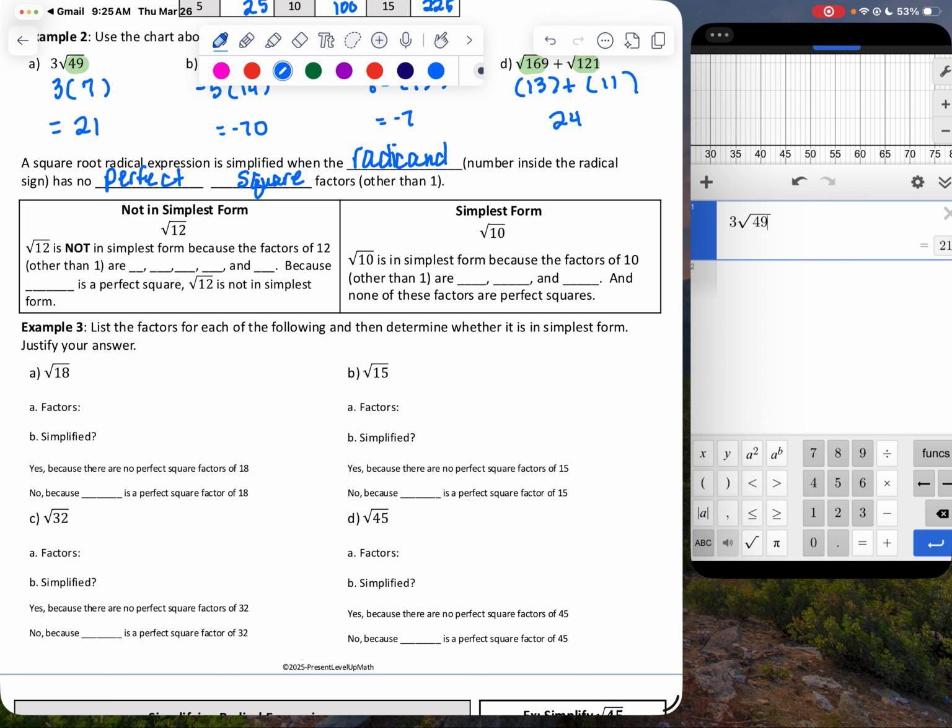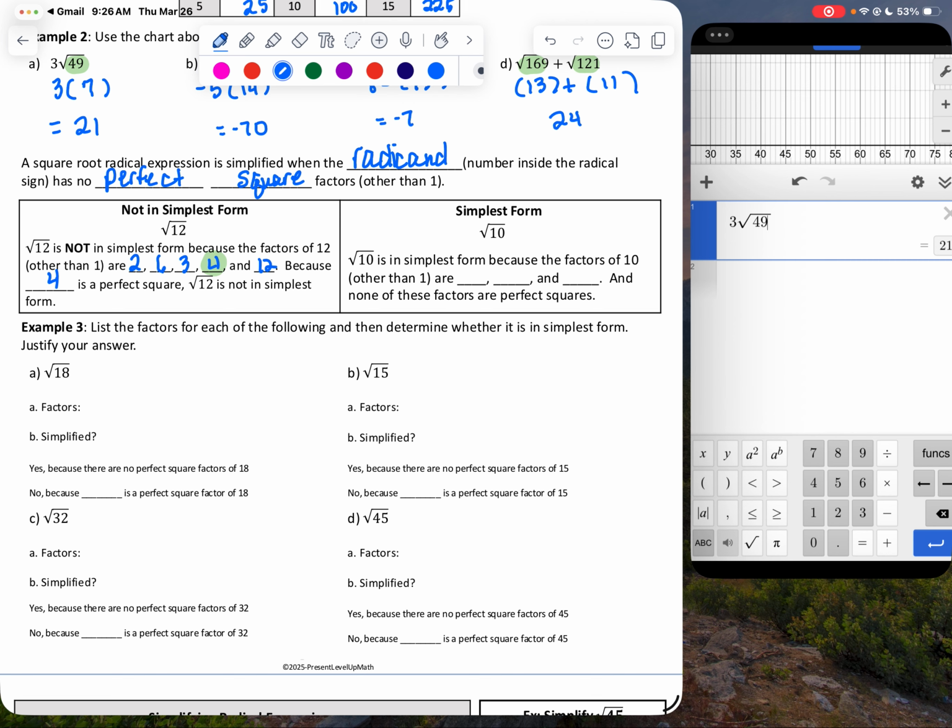Let me explain what I mean. Square root of 12 is not in simplest form because the factors of 12, other than 1, are 2 times 6, 3 times 4, and then 12. And notice that 4 is a perfect square. So if there's a perfect square factor, then square root of 12 is not in simplest form. Okay, so the reason, because 4 is a perfect square.